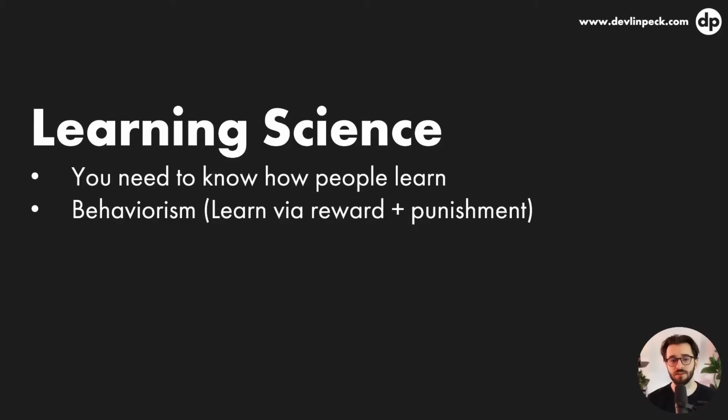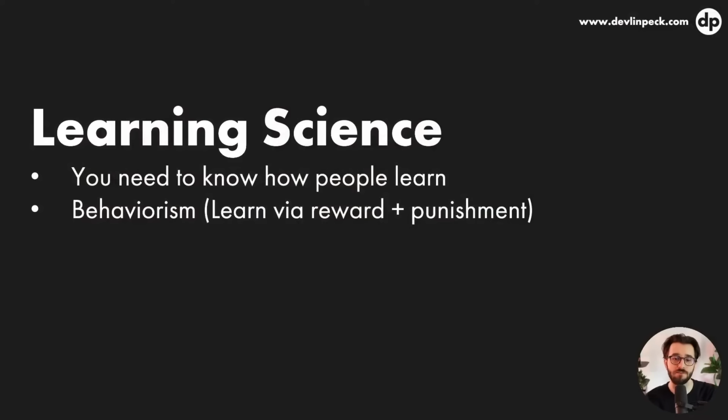Behaviorism, you've probably heard of this one. You learn via reward and punishment. This is like classical conditioning, and it does get a little bit complex with reward schedules and stuff, but the main thing you need to know is that when people get rewarded, they'll do more of a behavior. When they get punished, they'll do less of a certain behavior. It's probably somewhat familiar to you, and it's kind of intuitive.